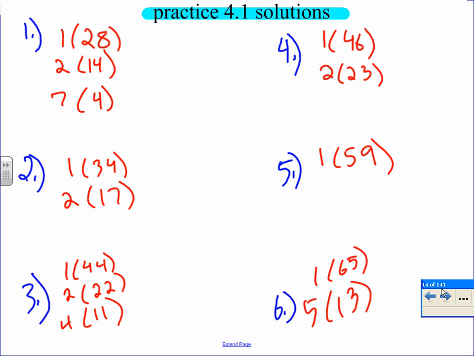Okay, number 1, 1 and 28, 2 and 14, 7 and 4. If you list them out, that's fine. Just check your work. Number 2, 1 and 34, 2 and 17. Number 3, 1 and 44, 2 and 22, 4 and 11. Number 4, 1 and 46, 2 and 23, sorry. Number 5, 1 and 59. Number 6, 1 and 65, 5 and 13.